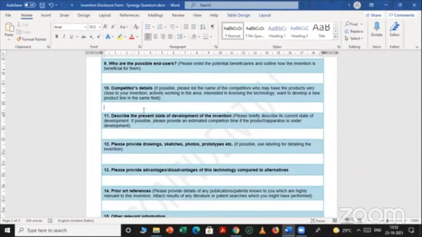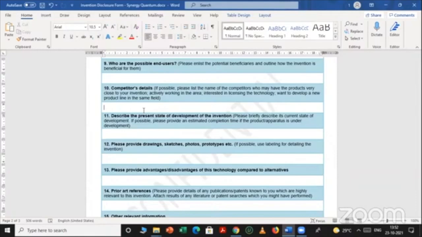Then the 11th point is to describe the present state of development of the invention. Now, this is a very important point. Considering most of you are university researchers or professors, you might be working on some sort of UGC funded projects. So you have to mention that detail here. You have to describe the current state of your development, or whether there is an estimated completion time related to your product, apparatus, or research algorithm.